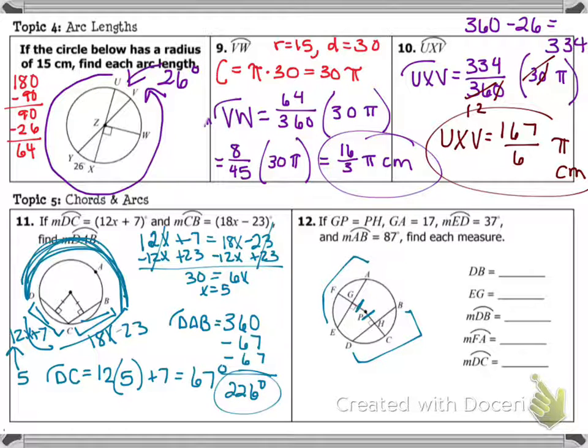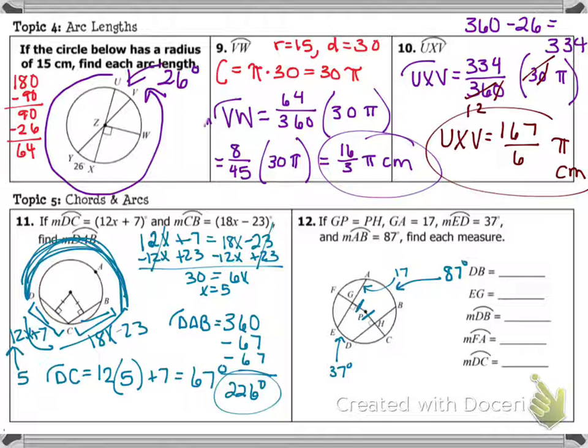Also, they tell us that GA is 17. I've got to get in there. Label this 17. Okay, ED is 37 degrees. They're making us work hard for this answer. 37 degrees, and we haven't even finished reading it. The measure from A to B is 87 degrees. Okay, I can do that. I'm just filling in. Find each measure. All of those.